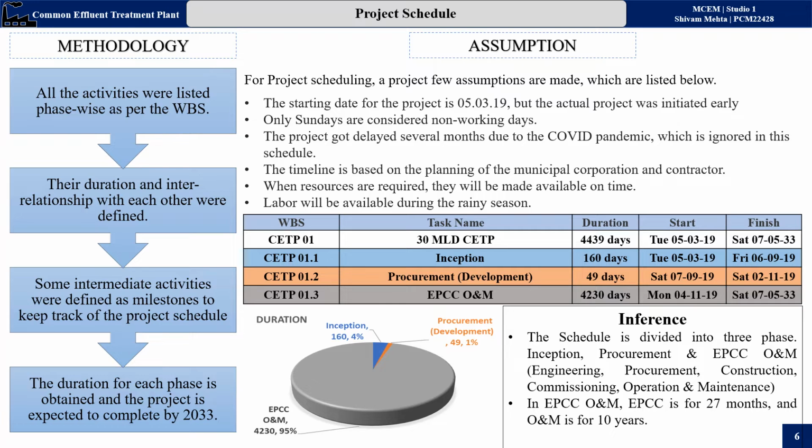As per the WBS, the inception phase will take 160 days, and procurement of development will take 49 days, and EPCC ONM, engineering procurement construction and operation and maintenance, has 4 to 30 days. As per this, the main time will be consumed by EPCC ONM, which has 95 percent.